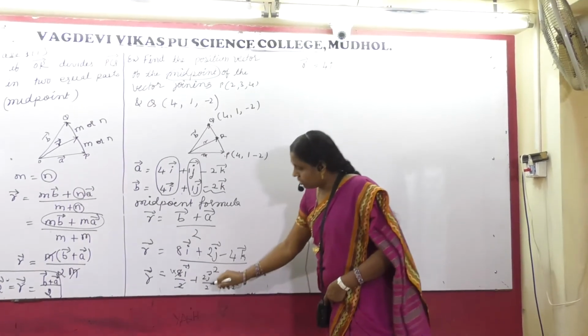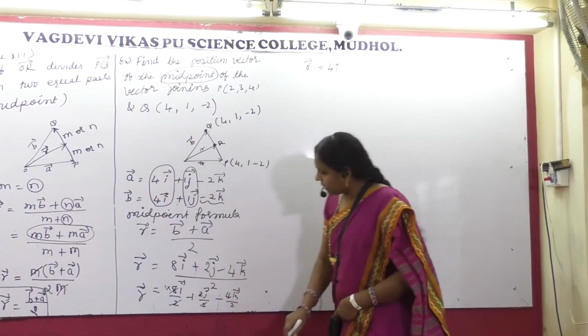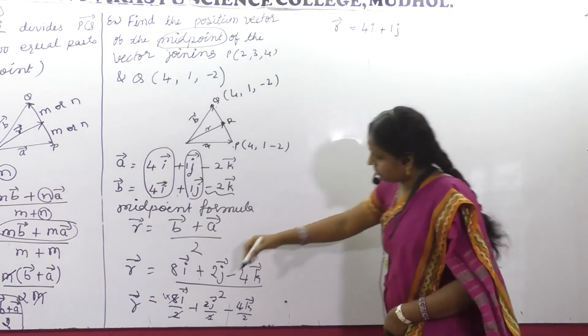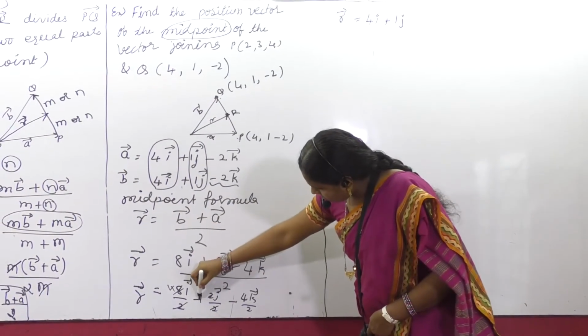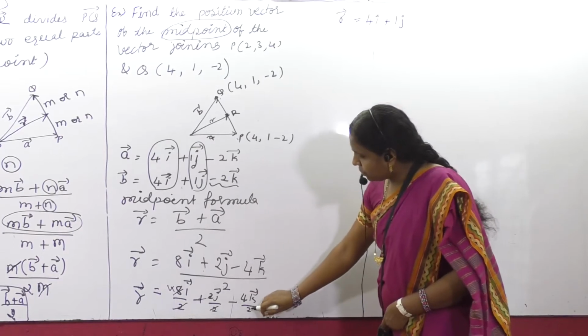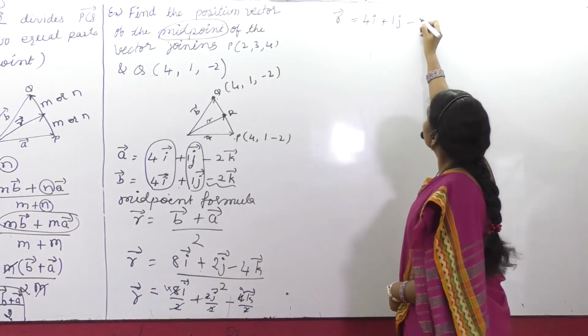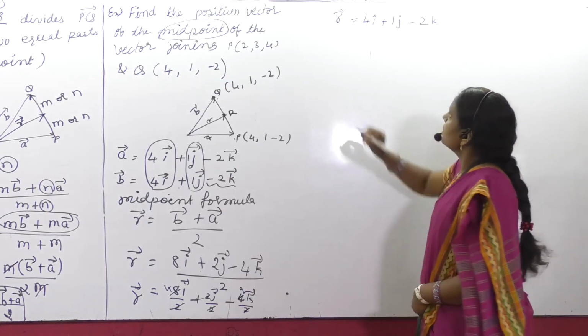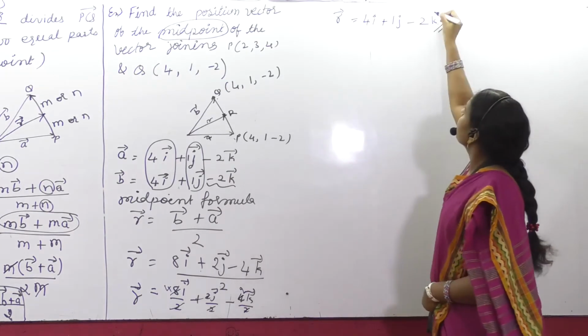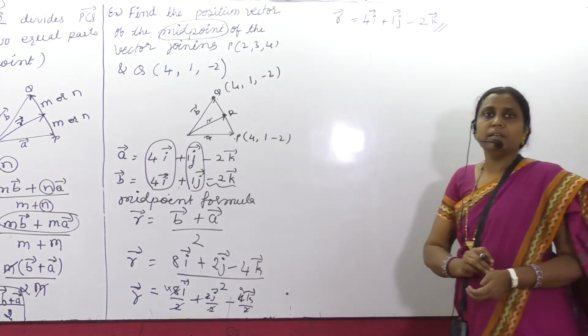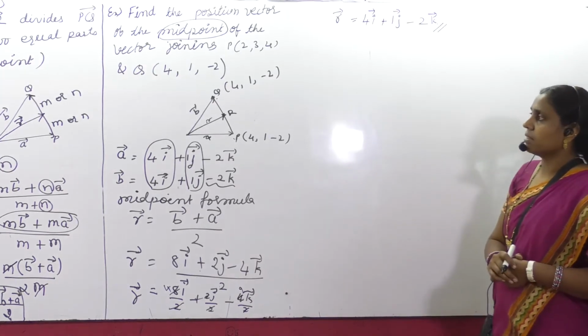Am I right? 2 and 2 are getting cancelled. You get plus 1j. Next 2 and 4, minus 2k. So this is what the answer required is. Got it? It's a position vector r.